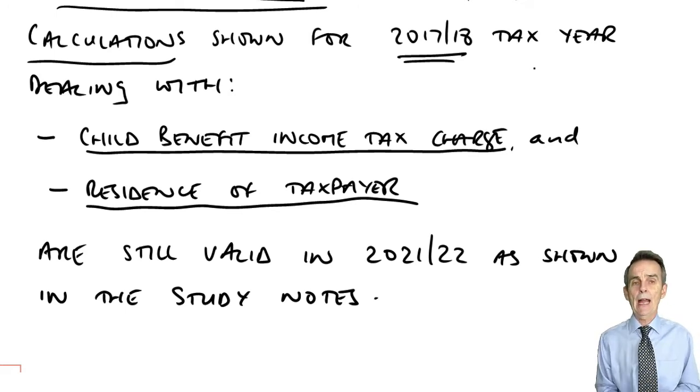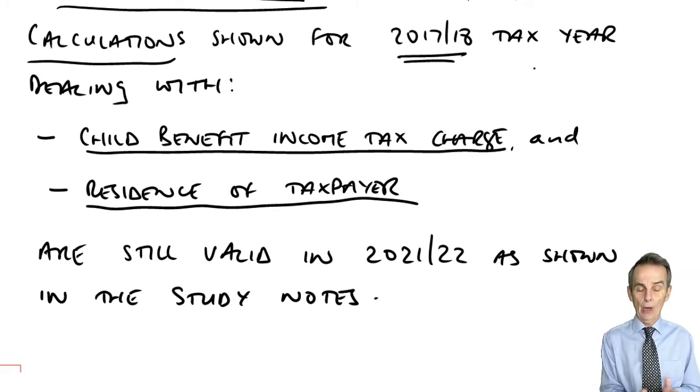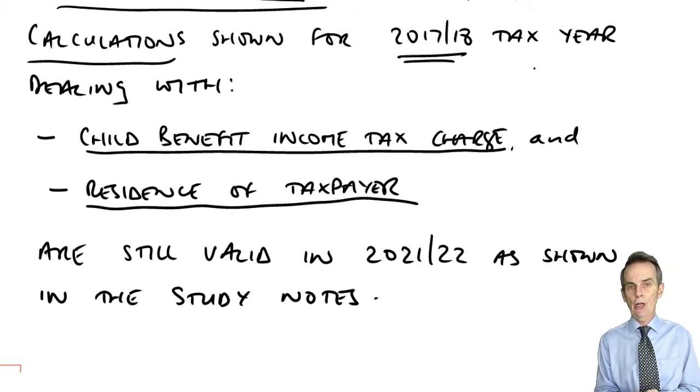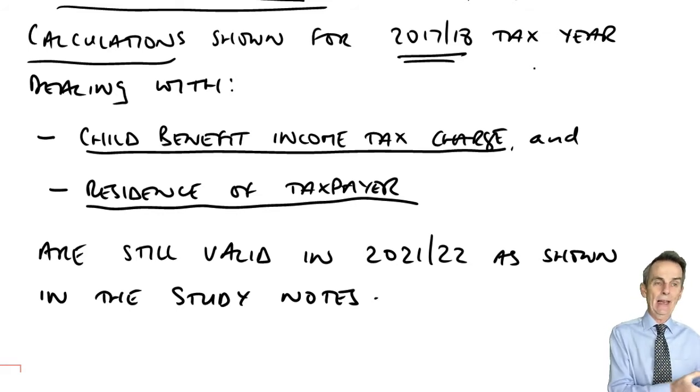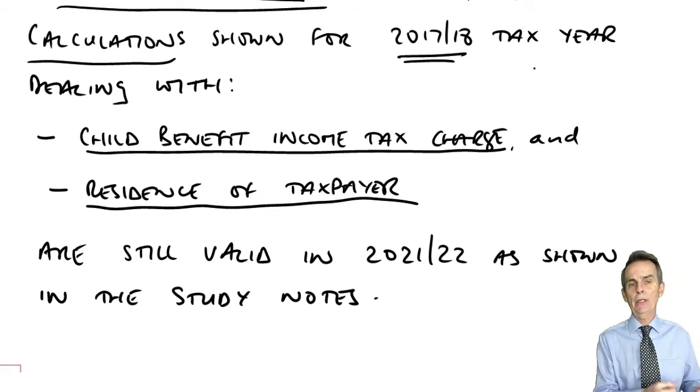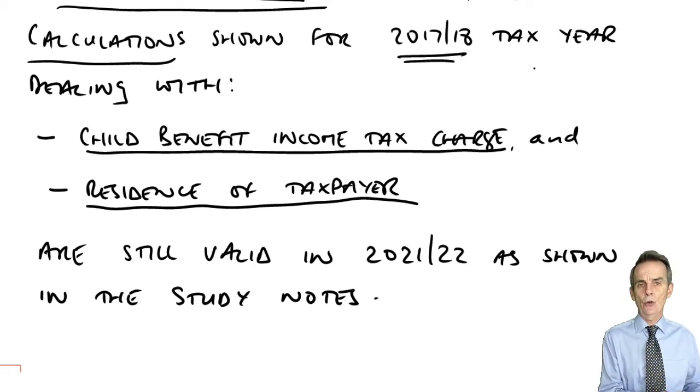What you're going to have to be able to do is to be given the information provided within a question about the taxpayer that will look at our 21-22 tax year and look at how many days did that taxpayer spend in the UK, what were they doing, did they live in the UK, did they have a property in the UK, was their family in the UK.